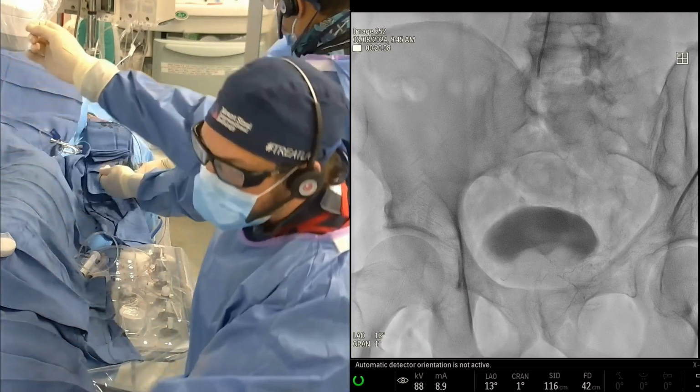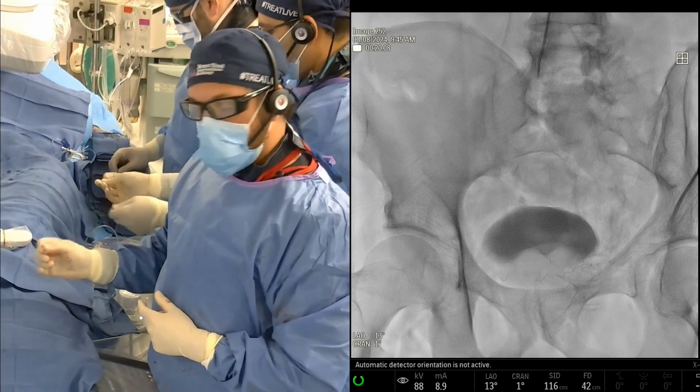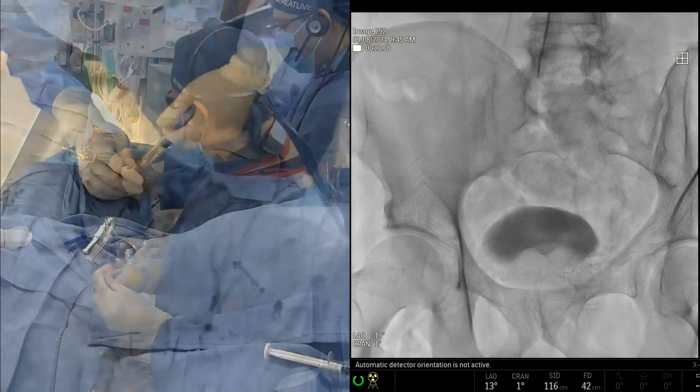And at that point, we try to do a volume assessment of their prostate. The best way to do that, in my view, is to do an MRI. And so I do an MRI at 6 months.